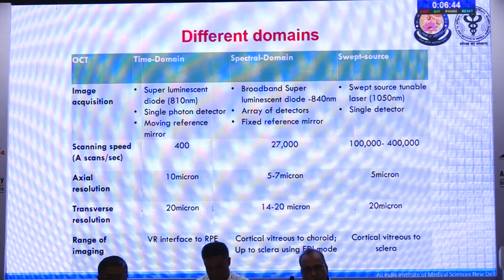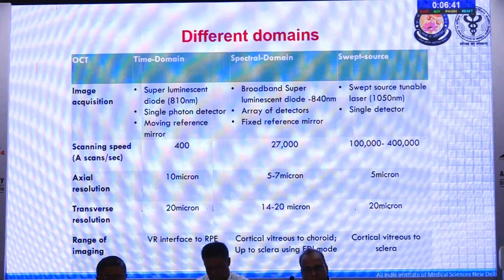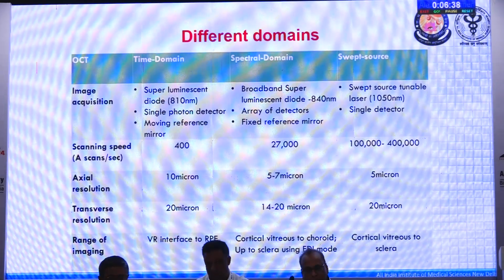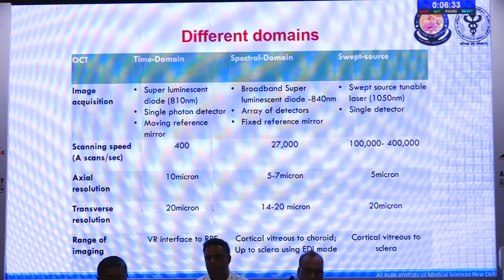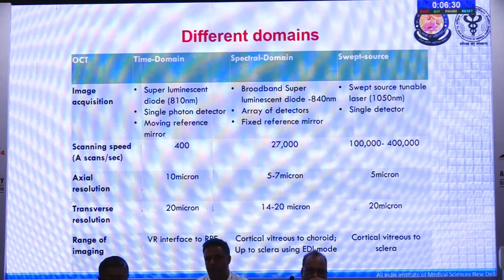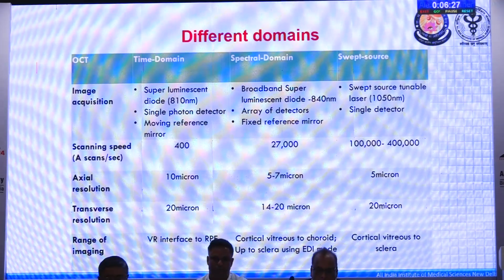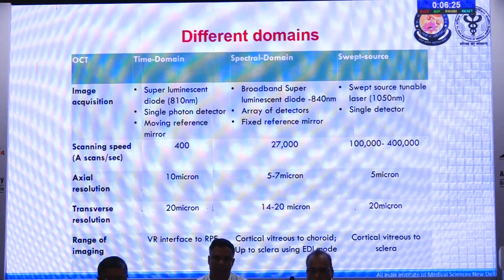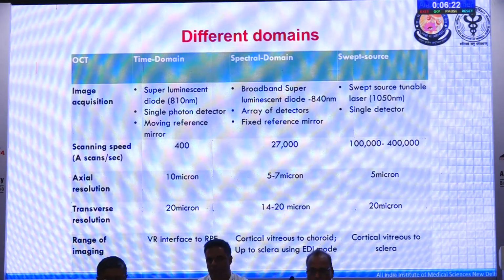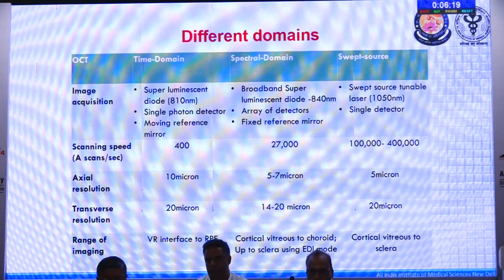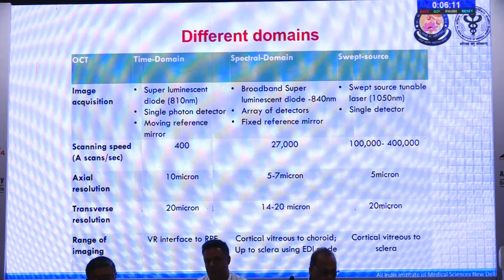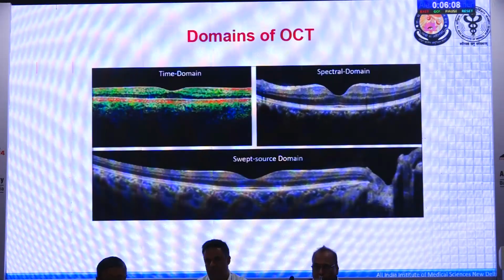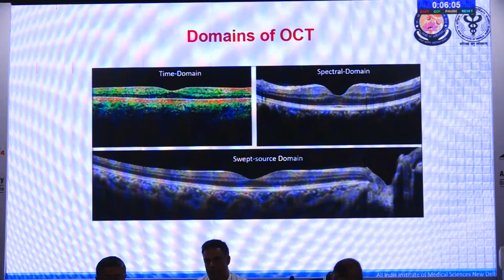So there are different domains of OCT which are available. Nowadays we are using the spectral domain or the swept source OCT domains, and the swept source OCT uses a higher wavelength swept source tunable laser, and it penetrates deeper, provides a better scanning speed and a better resolution. But the time domain has gone obsolete nowadays, and in the spectral domain we also have an enhanced depth mode which provides you a deeper penetration into the choroidal tissues and may be equally good as the swept source imaging.